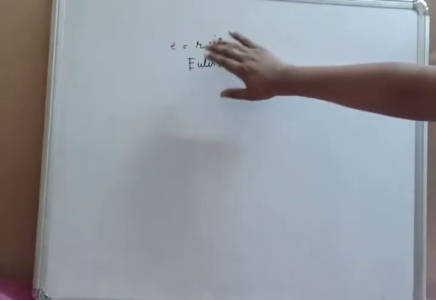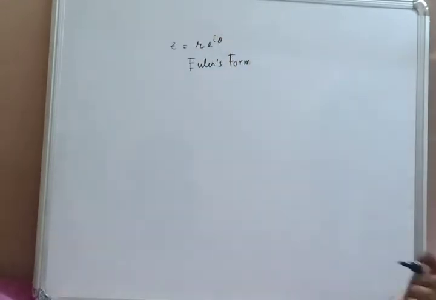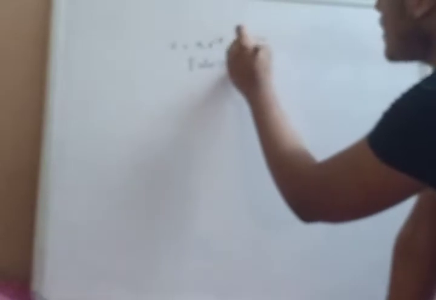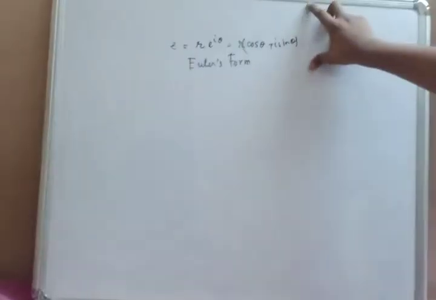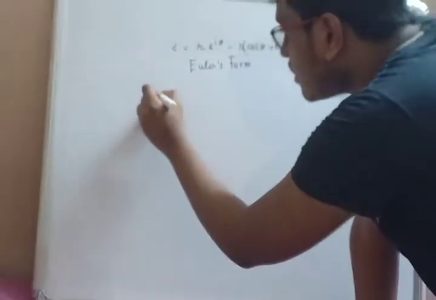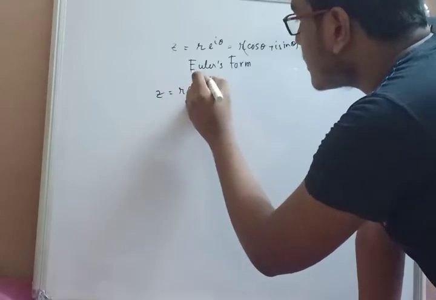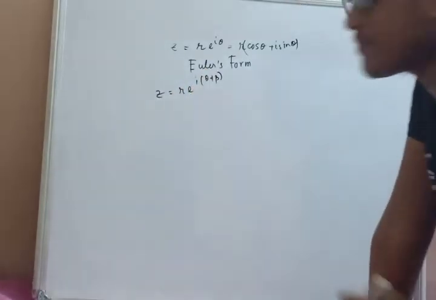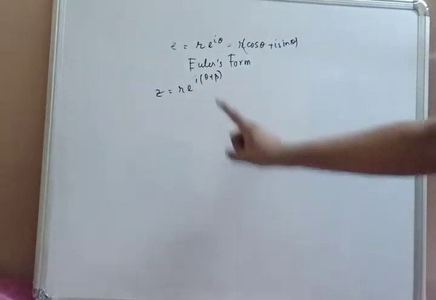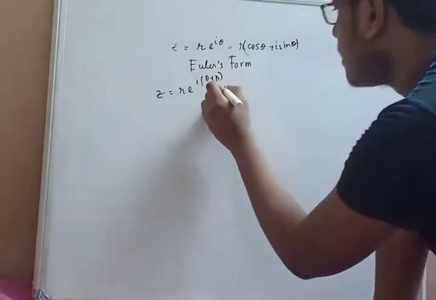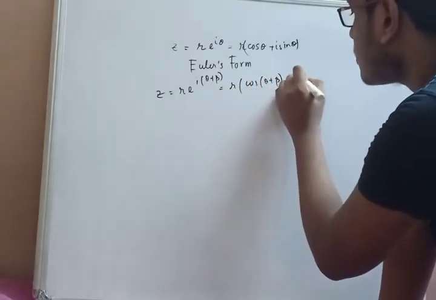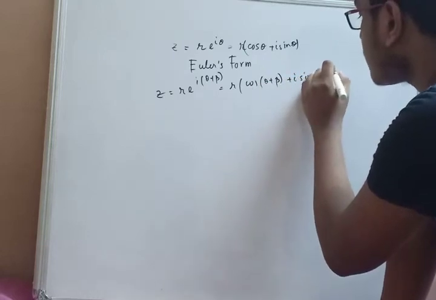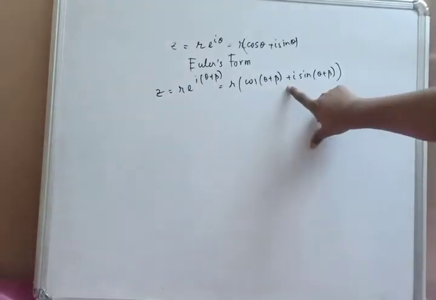Z is equal to R e to the power i theta. In place of this I can write R into cos theta plus iota sin theta. This is the general Euler's form. Now, if you cleverly put theta plus beta over here, what will you get? You will get precisely R cos of theta plus beta plus iota sin of theta plus beta. This is precisely what you will get.